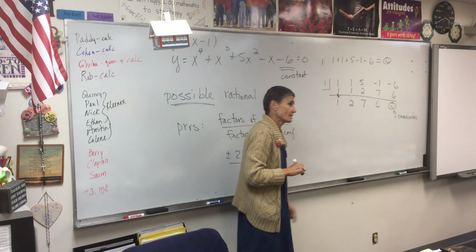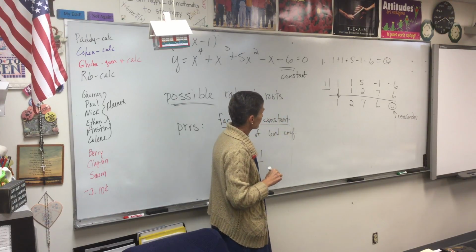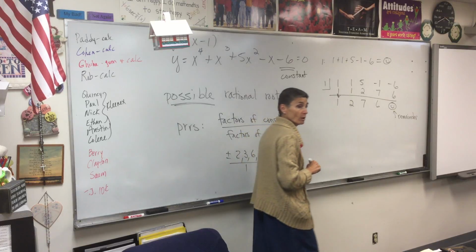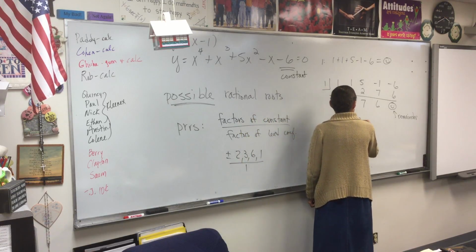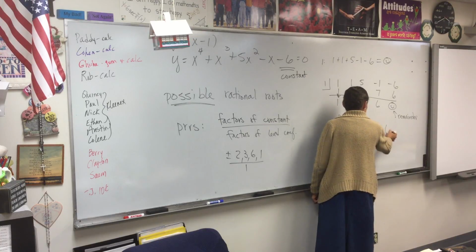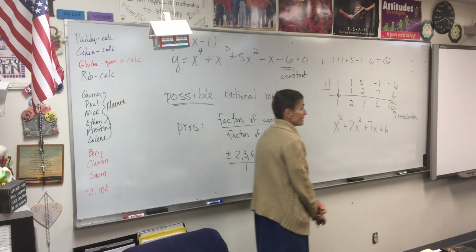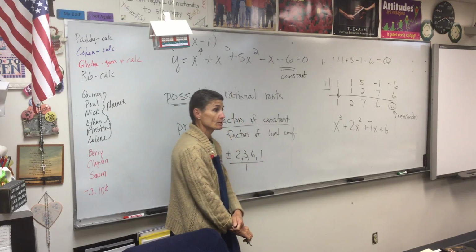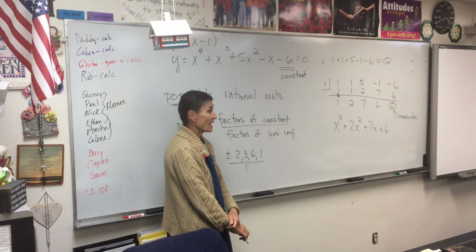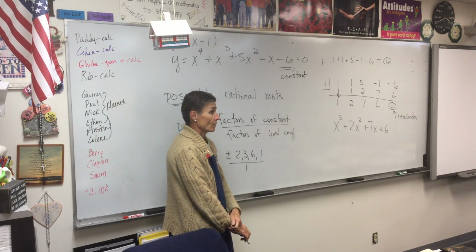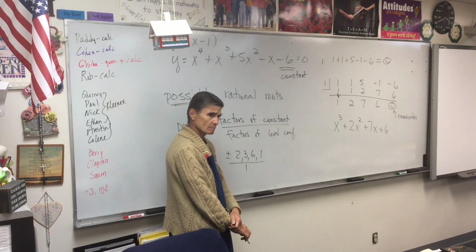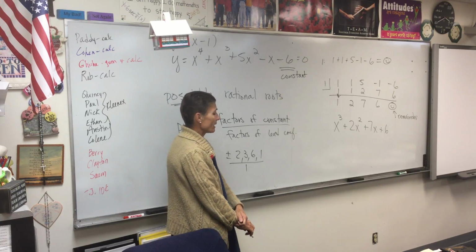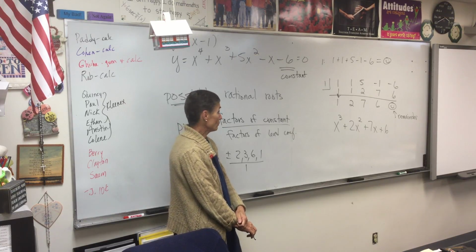Okay, so let's take a look at what's left. X to the 3rd plus 2x squared plus 7x plus 6. Okay. We gotta do it all over again, folks. Don't we? That doesn't group. Why not? How would it group? Doesn't. Okay, so now I'm gonna guess all over again.